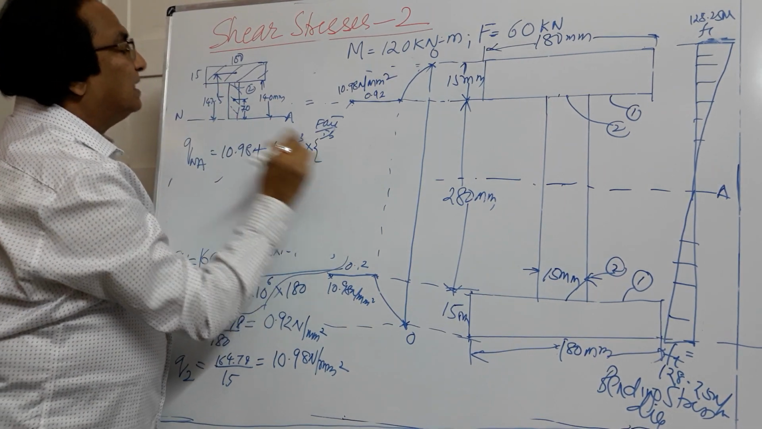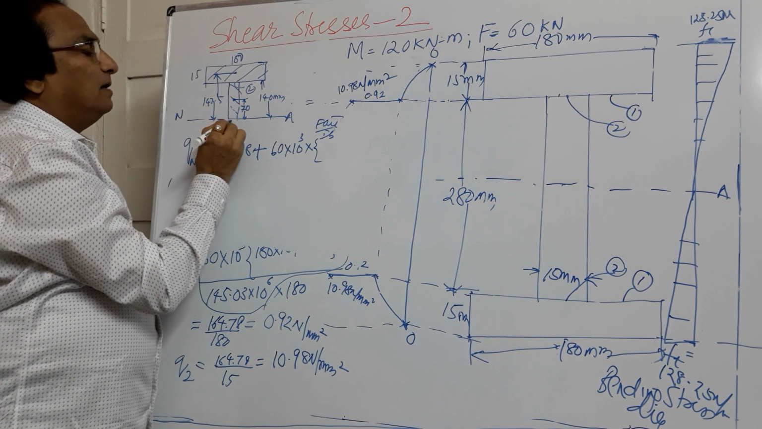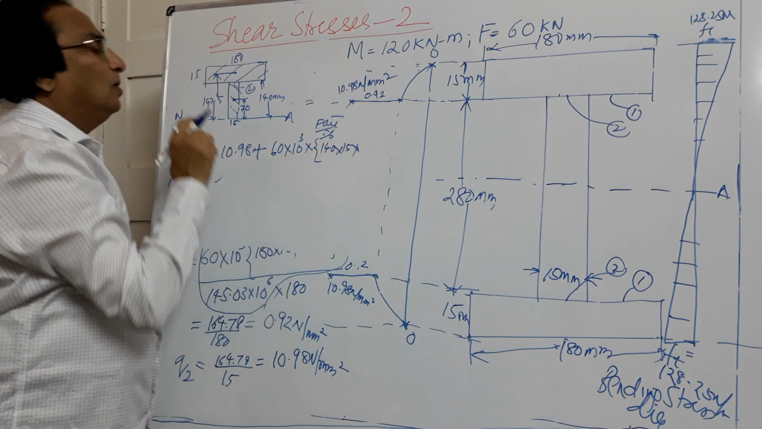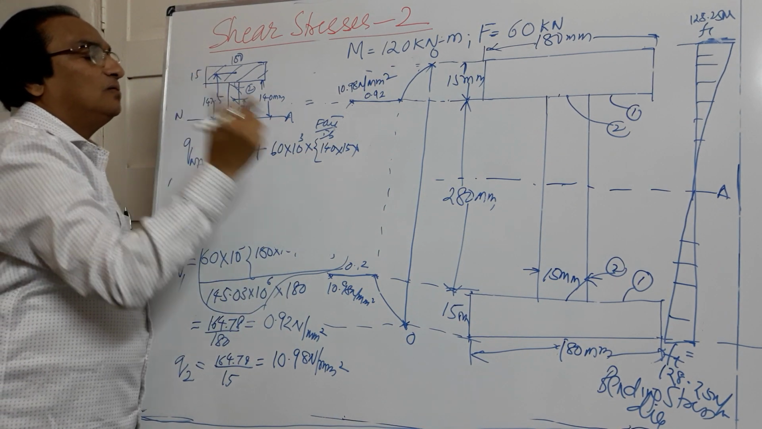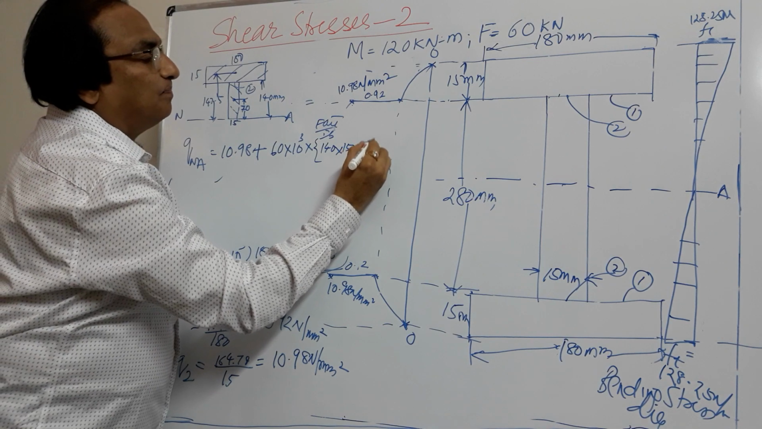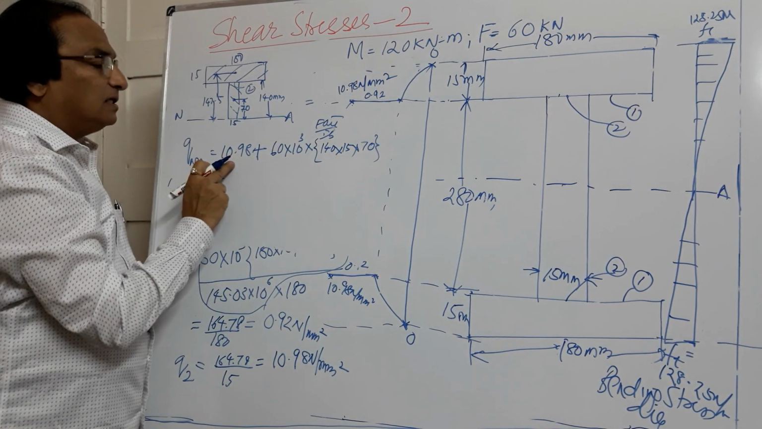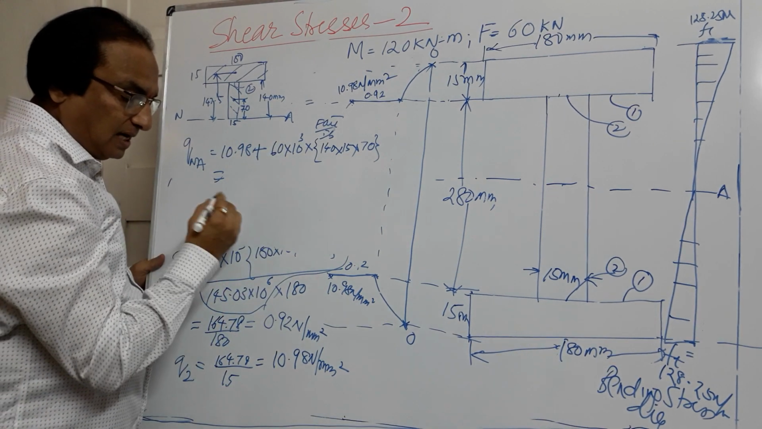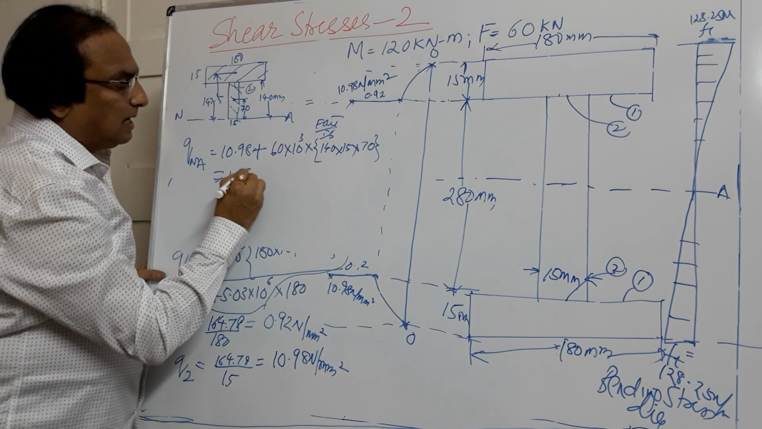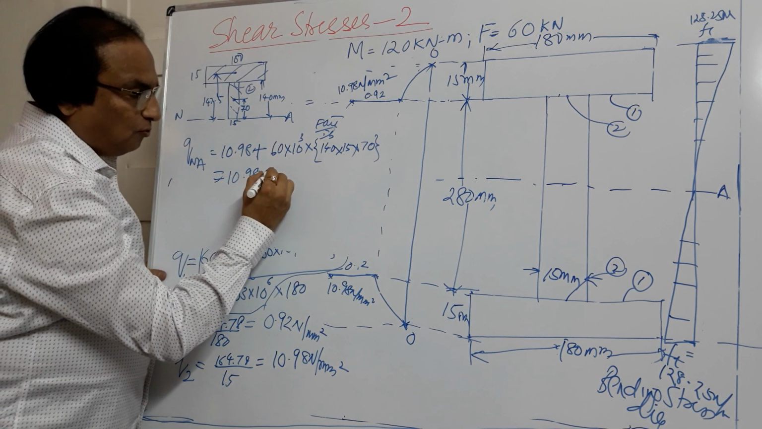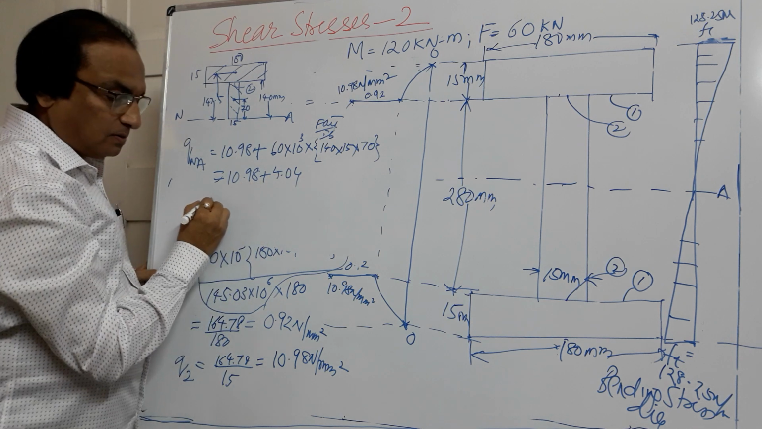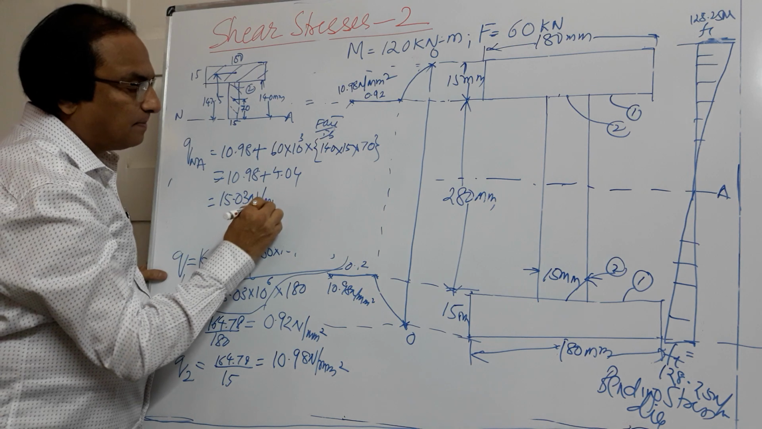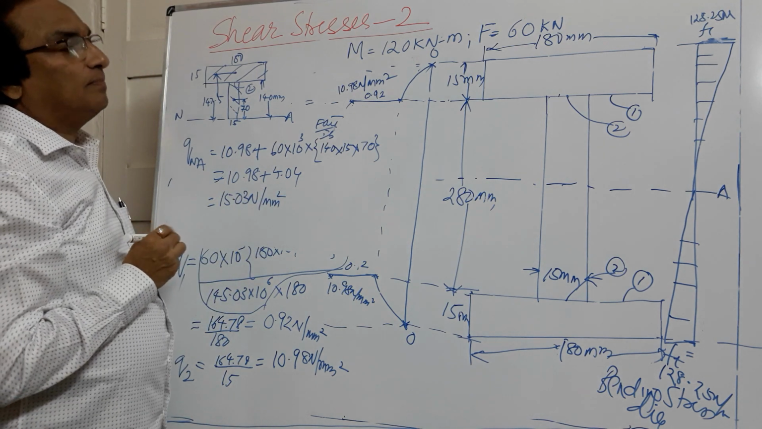So plus, what is the area? 140 by 15, into what is the distance of the center of the component from the neutral axis? This is 70. So if you simplify this, plus something extra, the value of the stress that we get at the neutral axis is 10.98 plus 4.04. So this will be equal to 15.03 Newton per mm square.